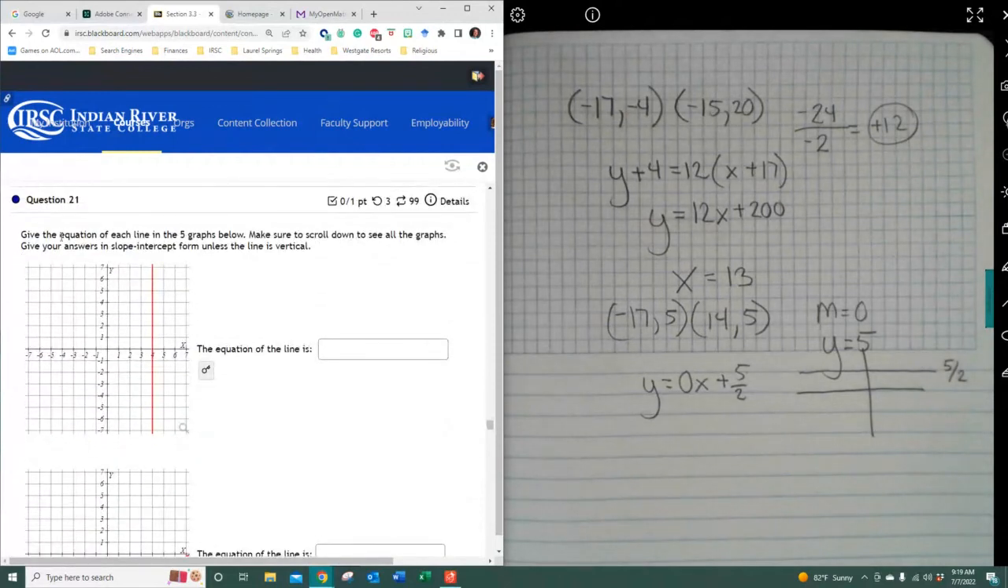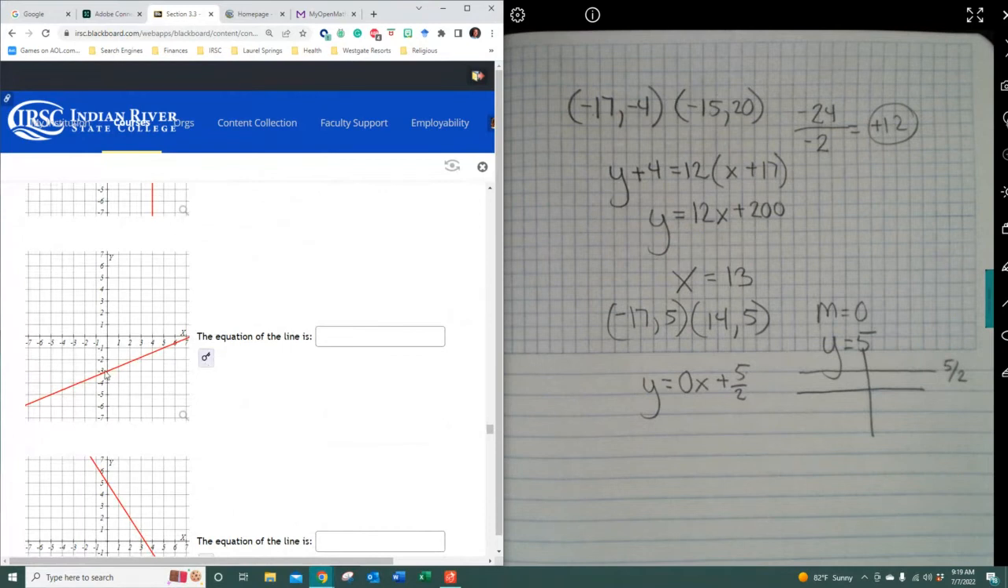Given the equation of each line in 5 graphs below, make sure to scroll down to see all the graphs. All right, give your answers in slope-intercept form. All right, so this one's x equals 4. All right, this one, all you got to do is find the y-intercept. Find out what your next coordinate point would be, which is right here. So it's up 2 over 1, 2, 3, 4, 5. So 2/5. So it's y equals 2/5 minus 3.